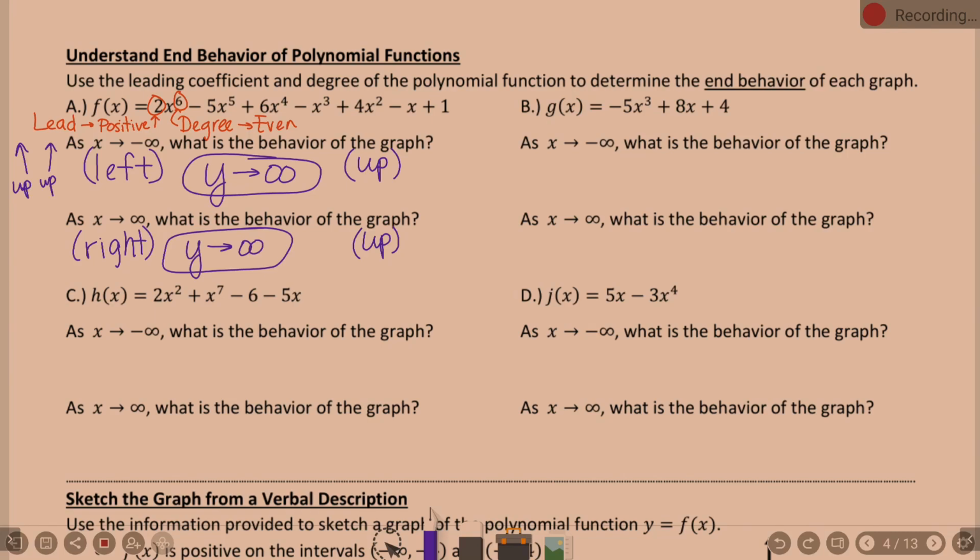I'm throwing in the words left, right, up, down because I don't want you to totally be lost. You're not going to see the words left, right, up, and down in the homework. You're going to see positive and negative infinities, x's and y's. I'm just trying to make it understandable. Okay, questions on that one?